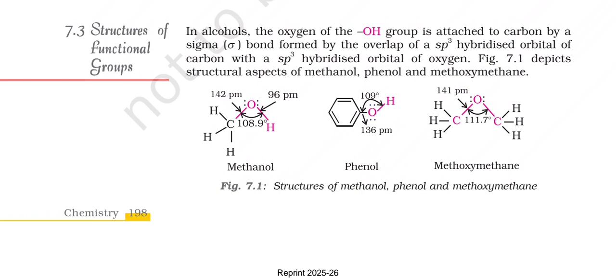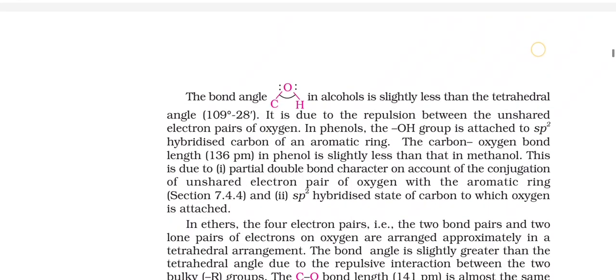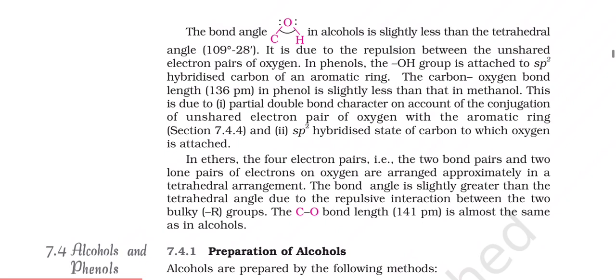Structure of functional groups. In alcohols, the oxygen of the OH group is attached to the carbon by a sigma bond formed by the overlap of an sp3 hybridized orbital of carbon with an sp3 hybridized orbital of oxygen. Figure 7.1 depicts structural aspects of methanol, phenol and methoxymethane. The bond angle in alcohols is slightly less than the tetrahedral angle, 109 degrees 28 minutes. It is due to repulsion between the unshared electron pairs of oxygen.